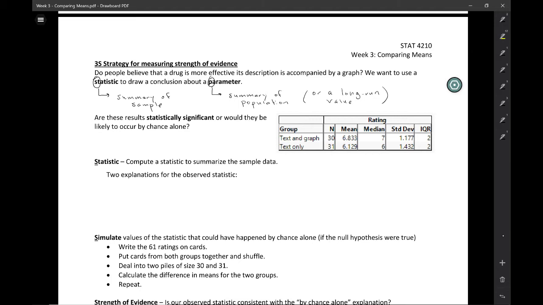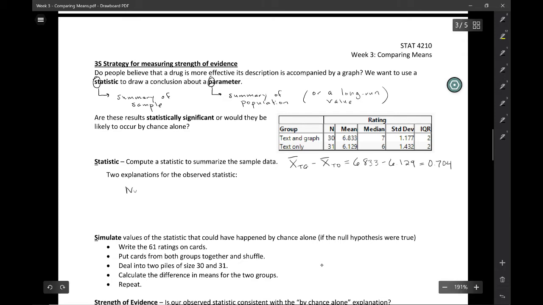And probably the easiest way is just to look at the difference. So I'm going to look at the sample mean for the group that saw both the text and the graph. I'll call that TG. And I'm using X bar to symbolize the sample mean. And then I'm going to subtract the sample mean for the text only group. I'll put TO. So I'm going to do 6.833 minus 6.129, and I get 0.704.